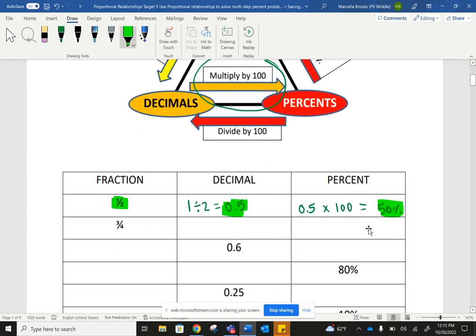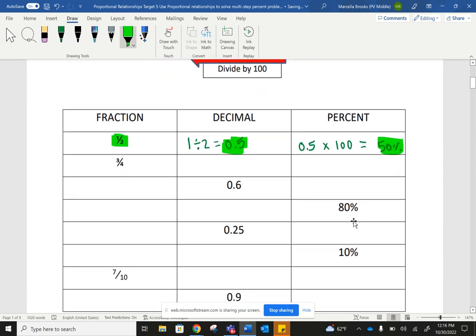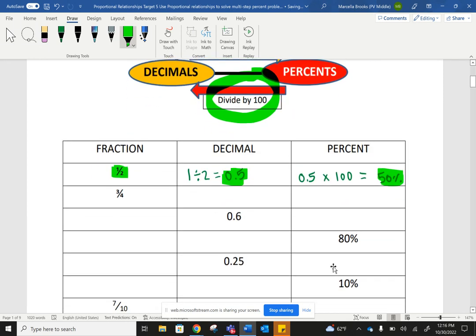So number 2 looks very similar to that. Let's do 80% here. Okay, so now we need to figure out how to turn 80% into a decimal. So let's go to percents. It says percents to decimals. We are going to divide by 100. So we're going to take our percent and divide by 100. And that's going to give us 0.8. I'm going to add a 0 on there just for fun.